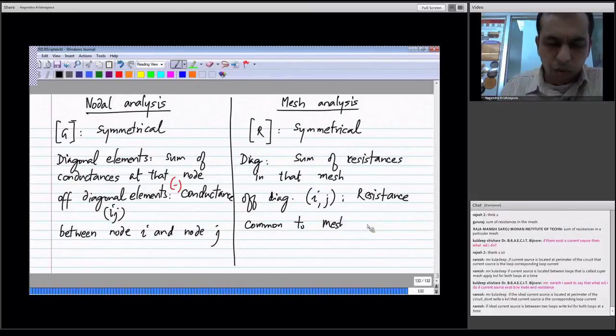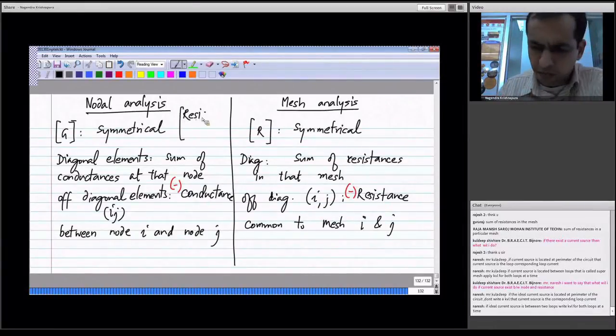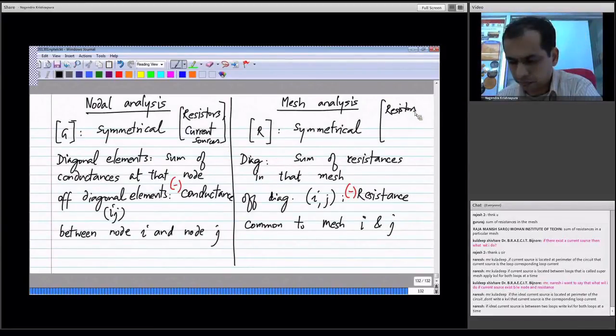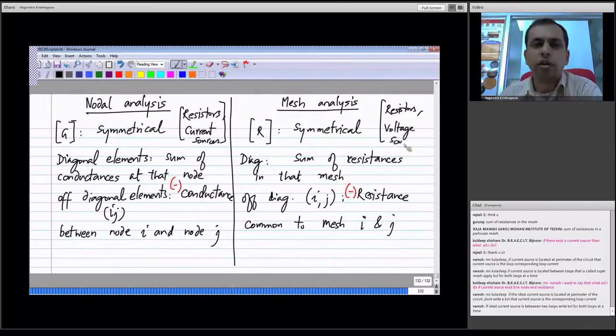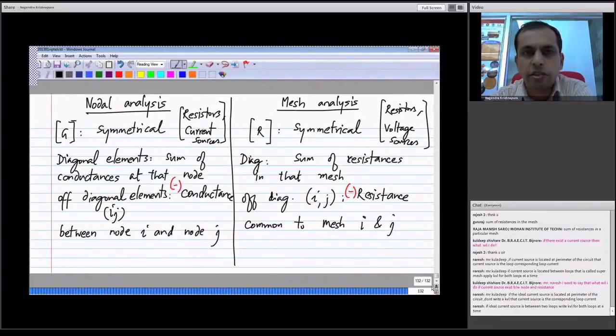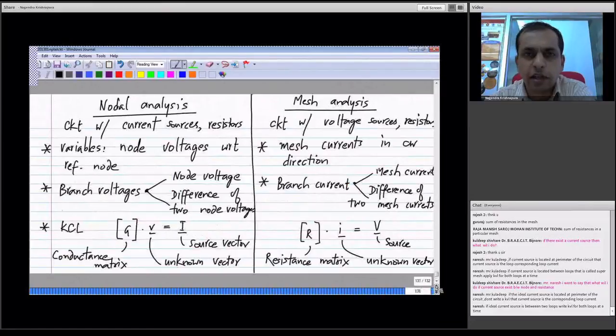By the way, all these are true when you have only resistors and current sources in nodal analysis, and resistors and voltage sources in mesh analysis. So this is just to point out the duality between nodal and mesh analysis. You start off with KCL in nodal analysis, KVL in mesh analysis, and in the particular case when you have a circuit with only current sources and resistors for nodal analysis and only voltage sources and resistors for mesh analysis, you get a neat structure for the equations, which consists of a symmetric matrix times a vector of unknowns equals the vector of independent sources in the circuit.